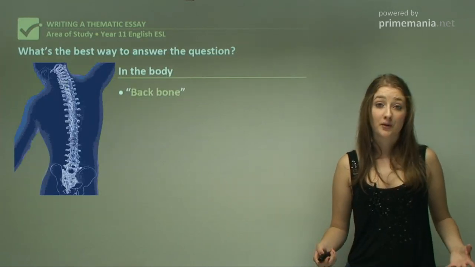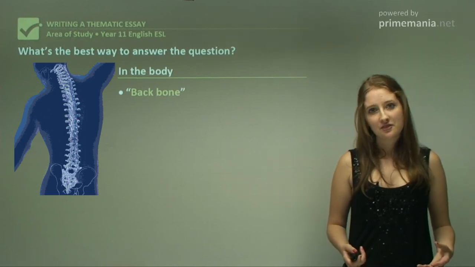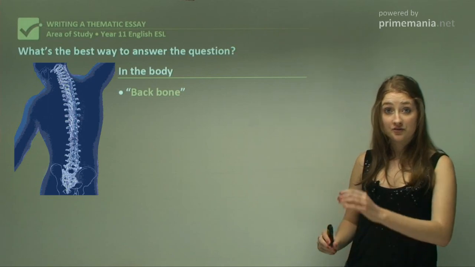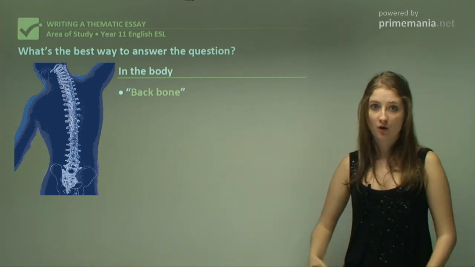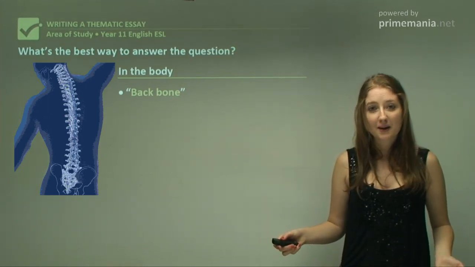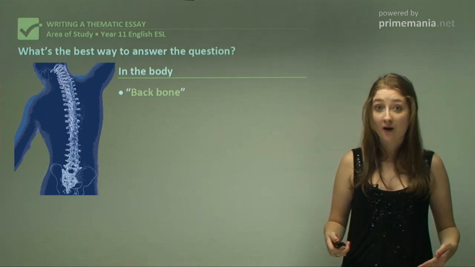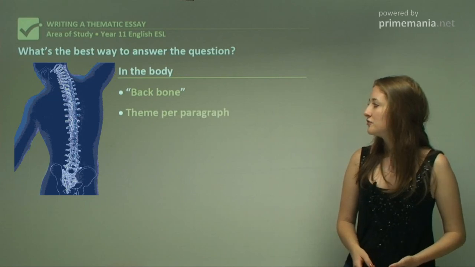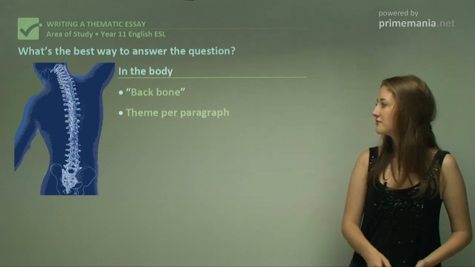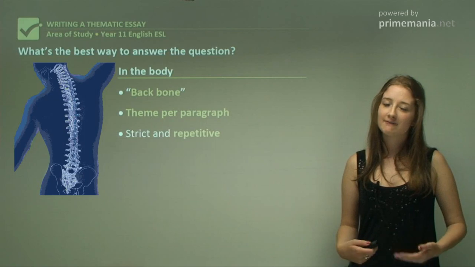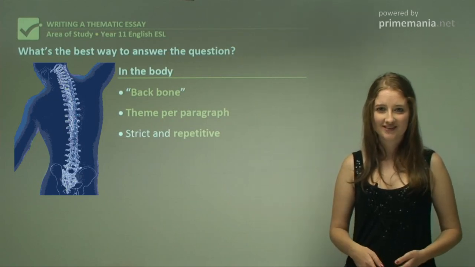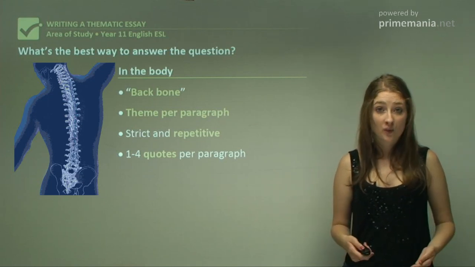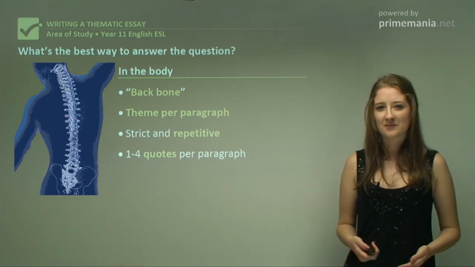We then move on to the body. It's really interesting to think of the body of your essay as a bit like a backbone. So each paragraph is just like the little elements which make up the overall structure. So if you think about it like that, you want to make sure each of your paragraphs is quite similar in its length and style. So you want to be doing about a theme per paragraph and ensuring that you're strict and repetitive in the style and format that you use. You also want to be using 1 to 4 quotes per paragraph and making sure these are memorized and accurate.